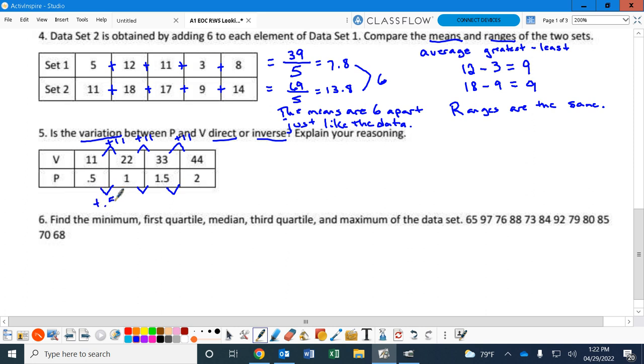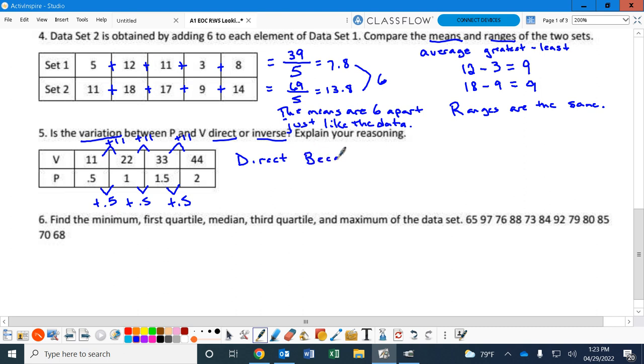Plus 0.5 is exactly correct. Plus 0.5. And since these are going up and going in the same direction, is it going to be a direct variation or not? Yes, it's going in the same direction. So it's going to be direct.